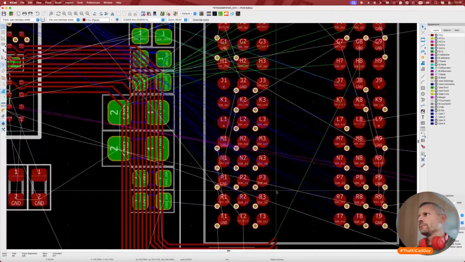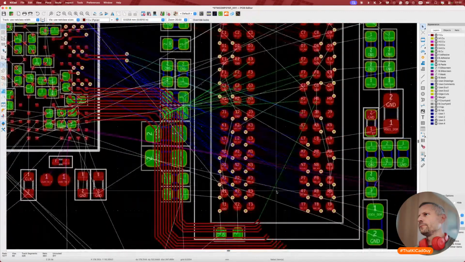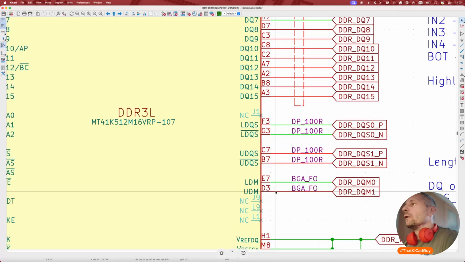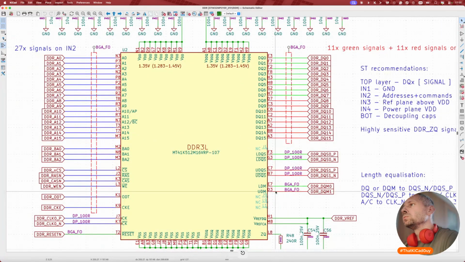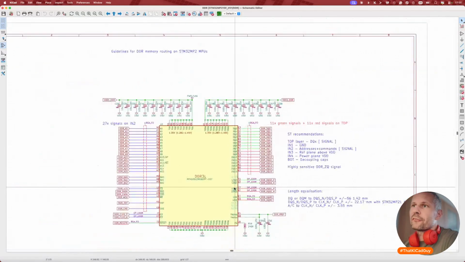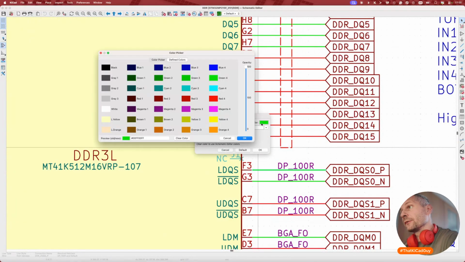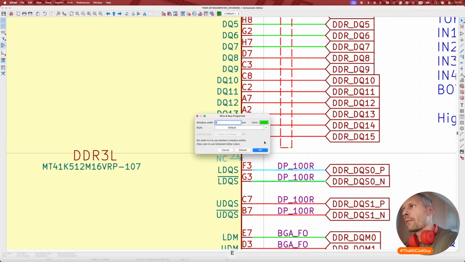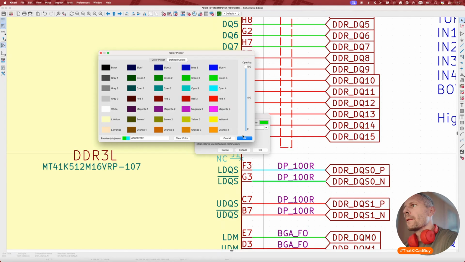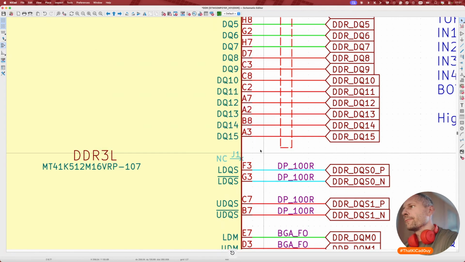Okay, I have to use a different color for the pair for now, because it's not green. Greens are only data signals, data buses. Okay, it's cyan.